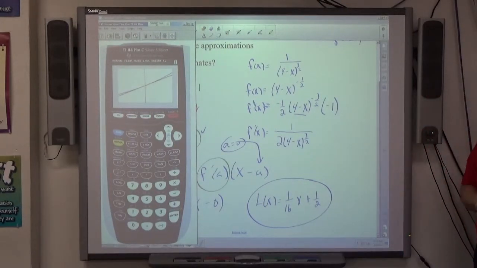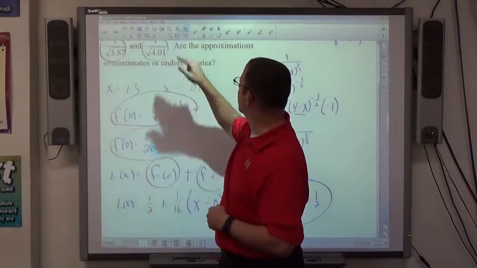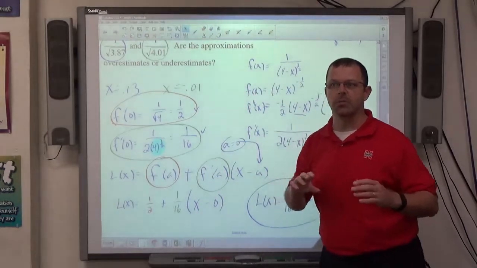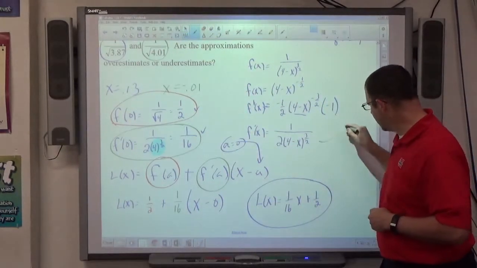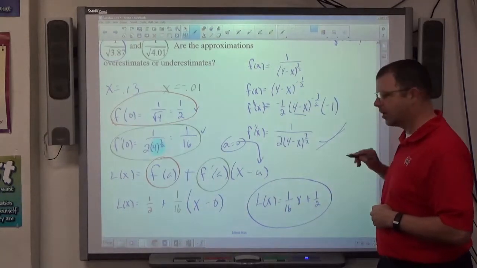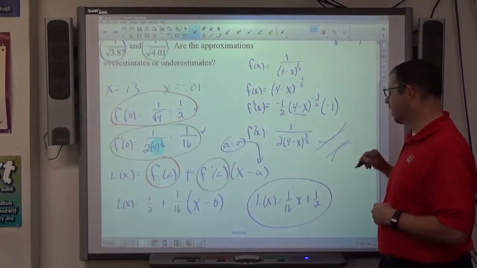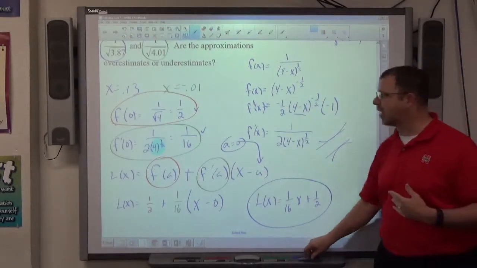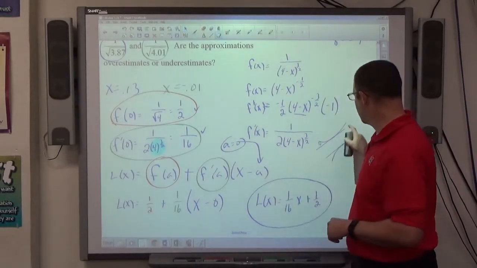Where's my line in relationship to the curve? It's below it, underneath it, right? Which means that my line is an underestimate. And that's one of the questions they're going to ask you a lot of times on these: are the approximations that we're going to get underestimates or overestimates? So if my curve is here and my tangent line is there, it's an underestimate. If my curve is here and my tangent line is there, it's going to be an overestimate. So that's how you answer the question of whether it approximates over or under.